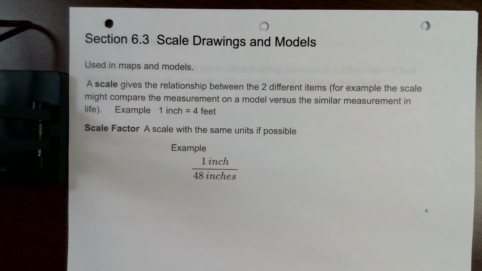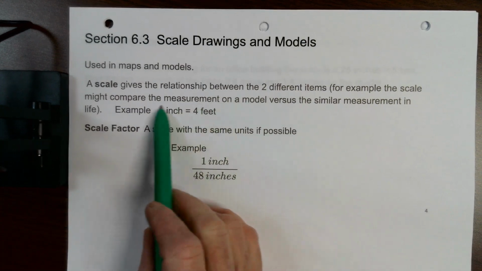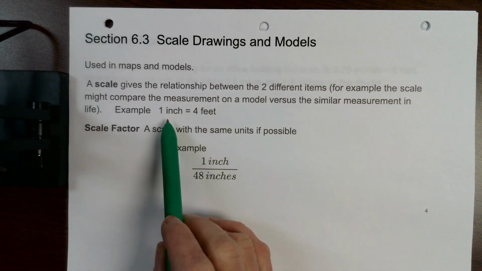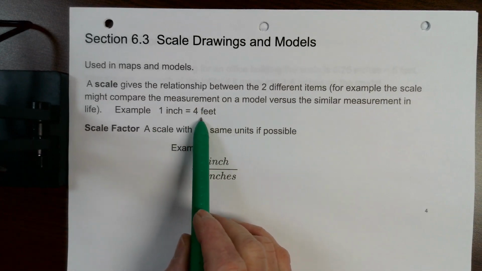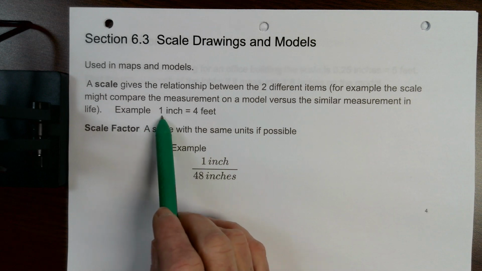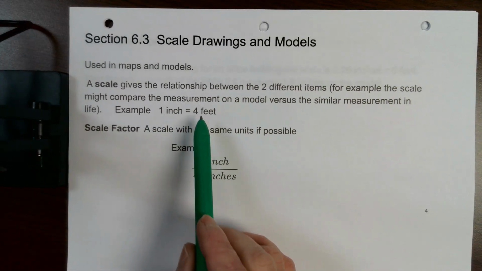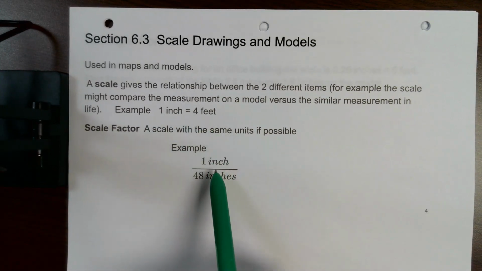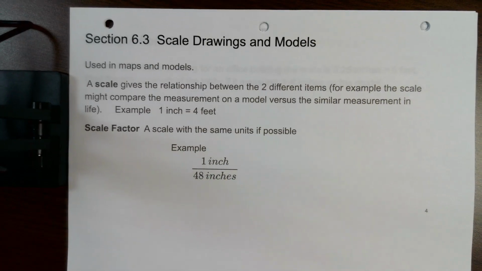A scale factor has the same units if possible. So like above, if I wanted to turn this scale into a scale factor, I know that there's 12 inches in a foot, so all of a sudden this 1 inch equals 4 feet, as a scale, the scale factor is 1 inch equals 48 inches.